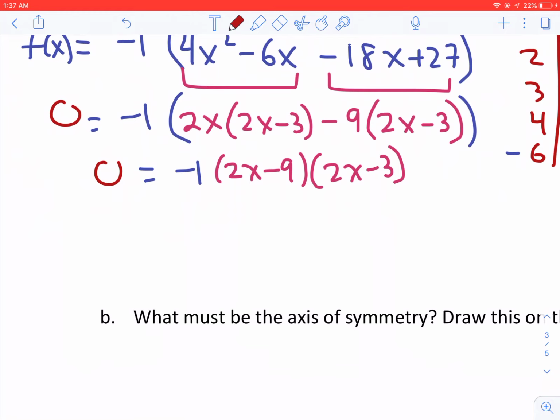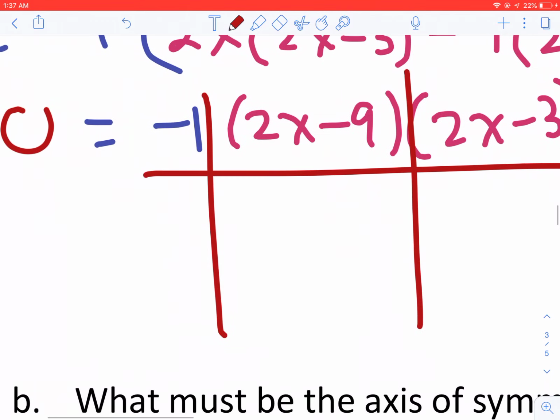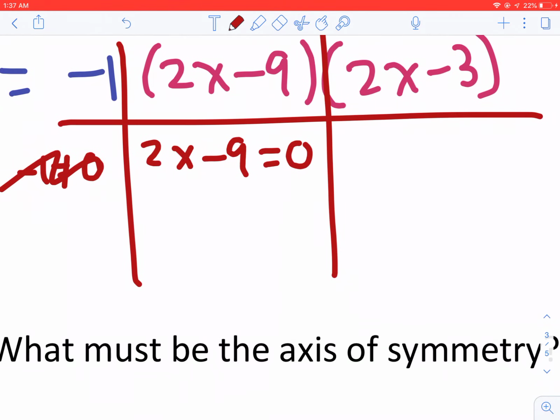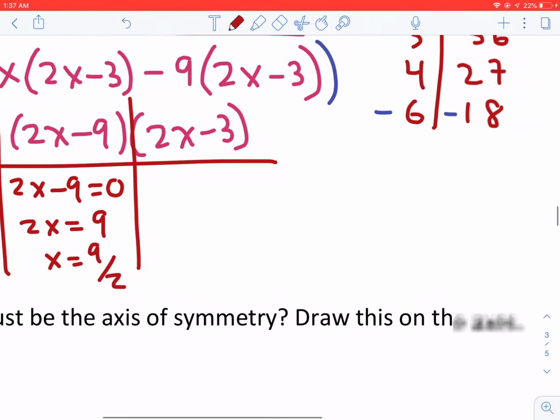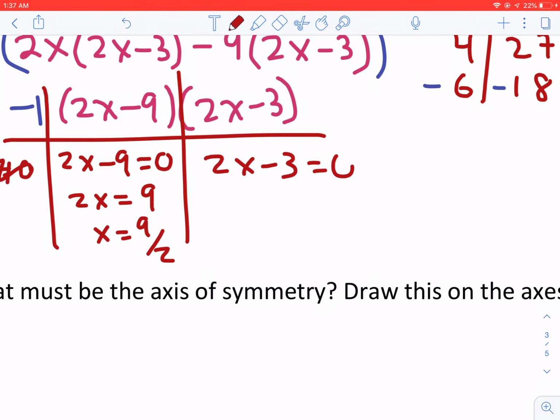Alright, so now that we know it's equal to 0, I can tee this off. That -1 doesn't give me any solutions because -1 doesn't equal 0, so you don't worry about that. But 2x minus 9 could equal 0. That's going to equal 0 when 2x is equal to 9, or when x is equal to 9 over 2. Alright, 2x minus 3 could equal 0. That's equal to 0 when 2x is equal to 3, and so x is equal to 3/2.